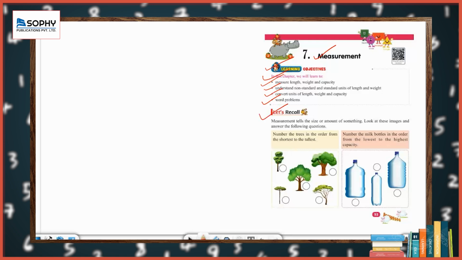Now let's recall. Measurement tells us the size or amount of something, students. Now look at these images and answer the following questions. Number the trees in the order from the shortest to the tallest. So which one is the shortest? Very good. 1, 2, 3, 4, 5. Now number the milk bottles in the order from the lowest to the highest capacity. So very good, students. 1, 2, 3.